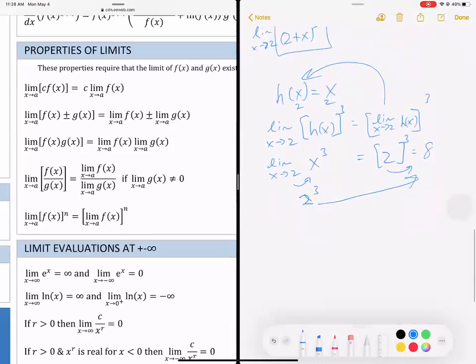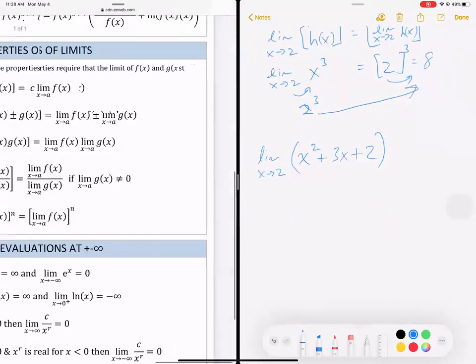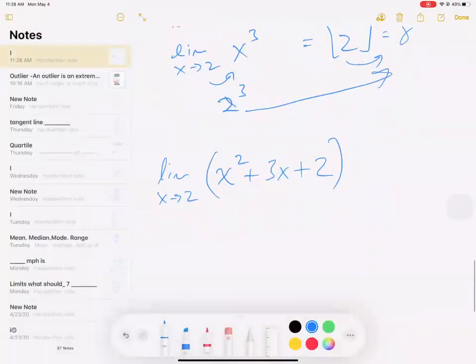Now, what we are going to do is put all this together in a polynomial. The limit as x approaches 2 of x squared plus 3x plus 2. And we're going to use all our rules. We use all the rules that we just covered. We have exponents in the problem. We have addition in the problem. We have constants in the problem. So I'm going to write it out the long way, and after I write it out the long way, we're not going to write it out the long way anymore.